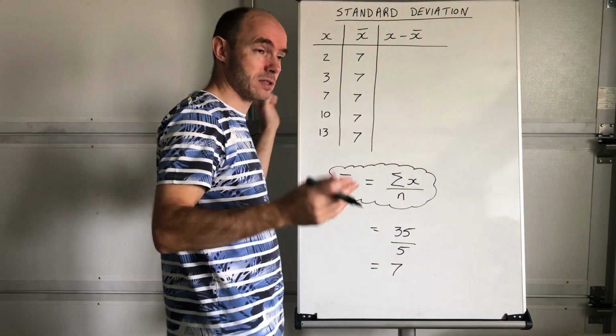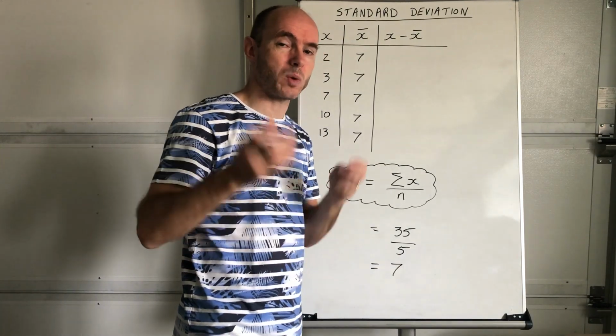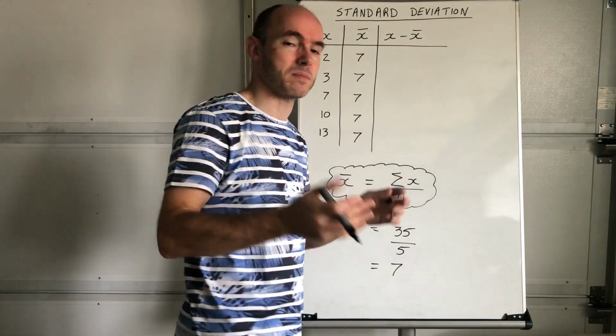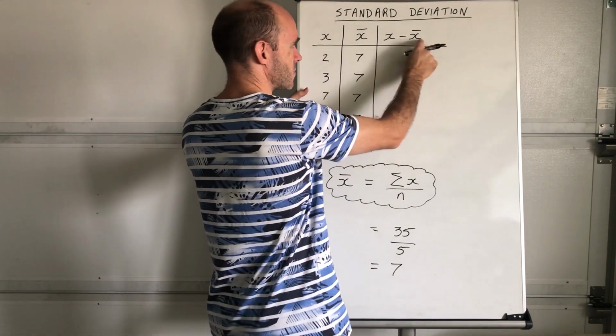So when people do a test and then find out the mean average result, they're then quickly seeing how much above or below the mean they are. Mathematically, as a calculation, we require that as x subtract x bar.